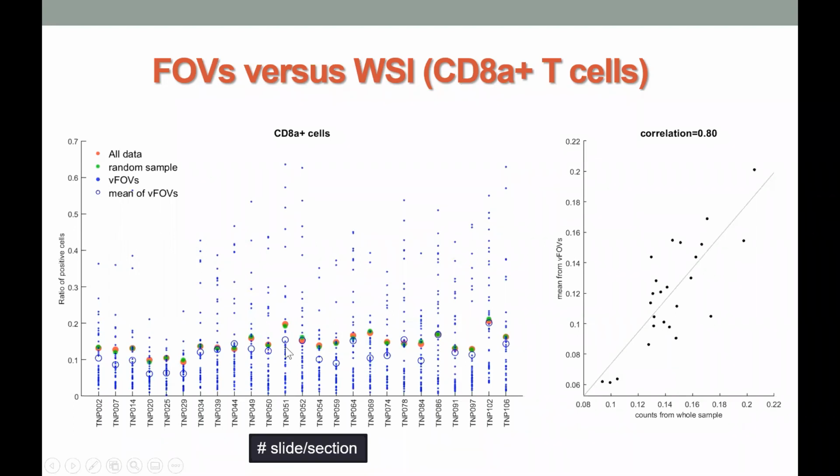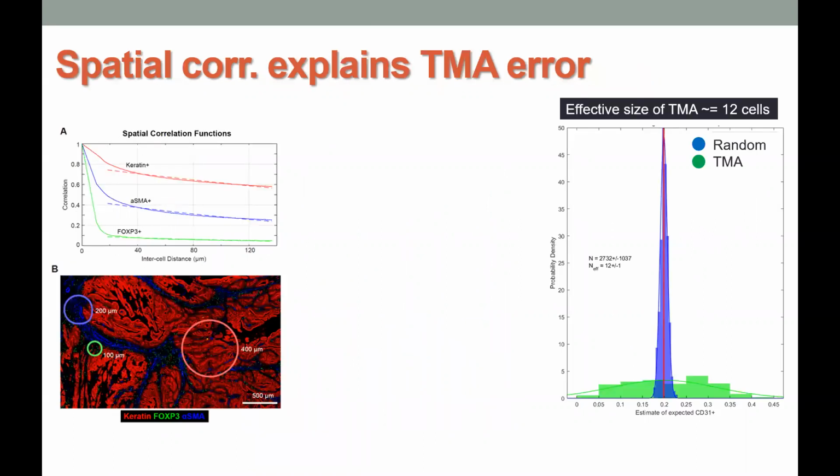But in fact, you can see here you get a lot more bias if you're looking at a different marker. Even if you try to aggregate 40 different points of view, you only get a correlation of 0.8 at most. So why is that?